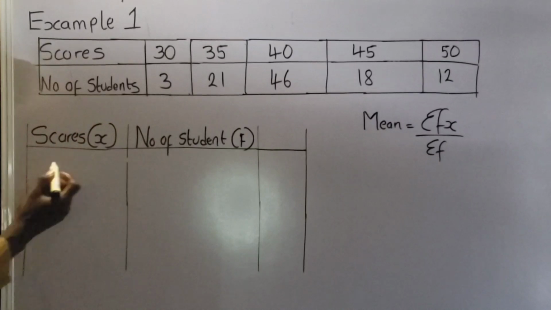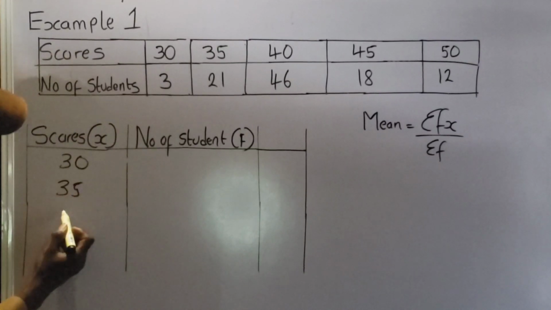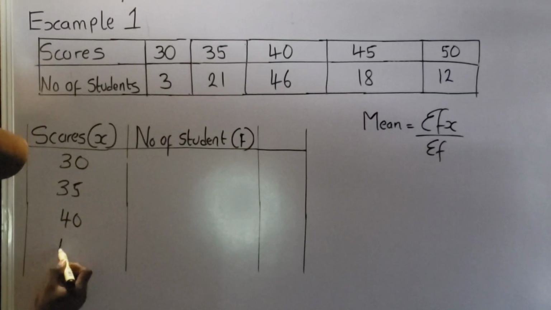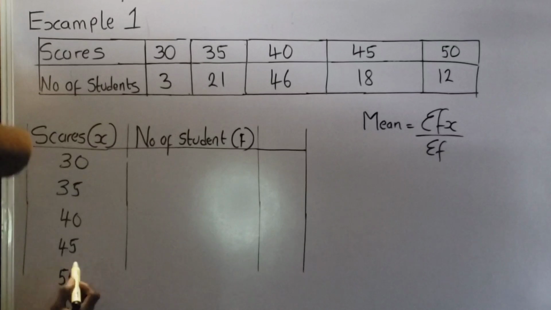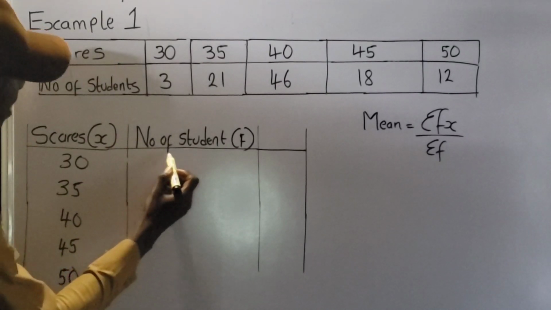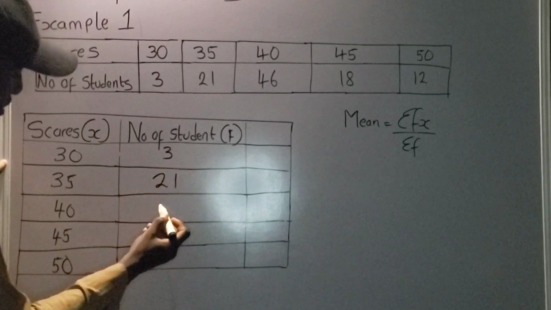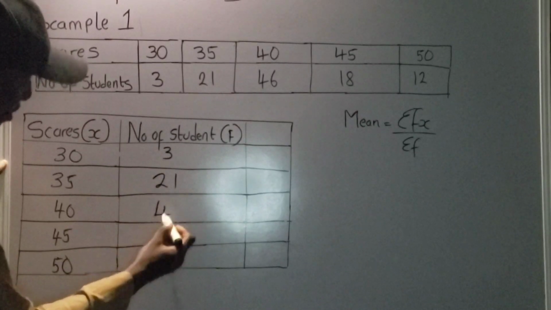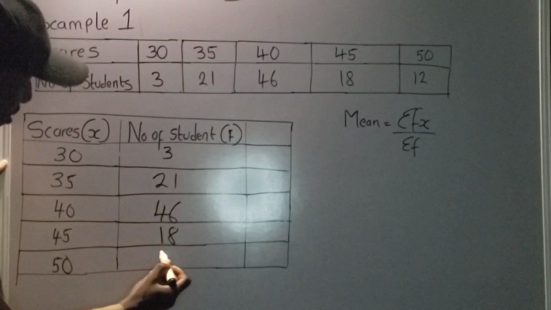Now let us list it. We have 30, 35, 40, 45, and 50. Then for the number of students we have 3, we have 21 here, then 46, then 18, and then 12.